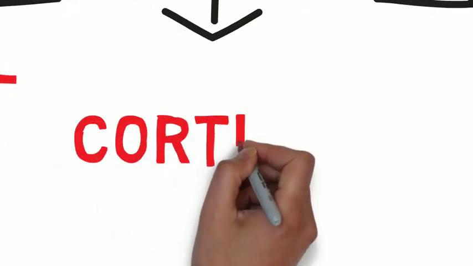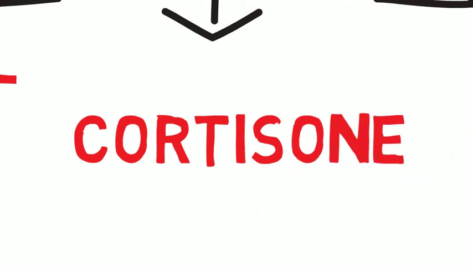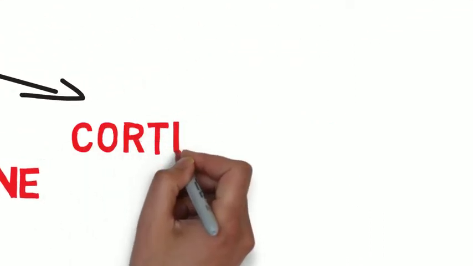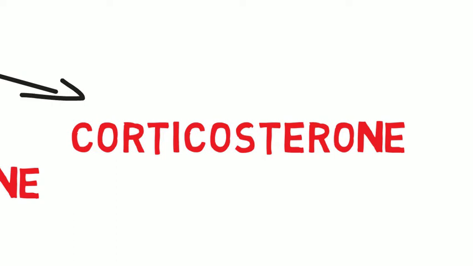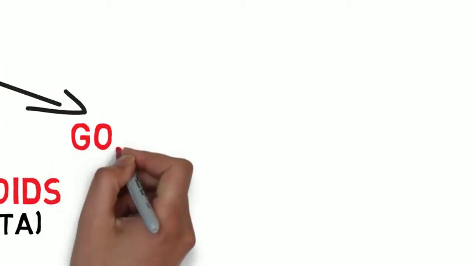The next hormone is cortisone. It is a precursor that could be converted into cortisol. Cortisone has a half an hour life. The next hormone is corticosterone. It is involved in the regulation of energy, immune reactions, and stress responses.